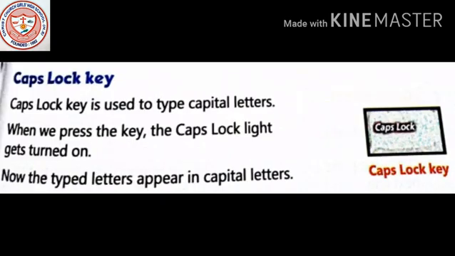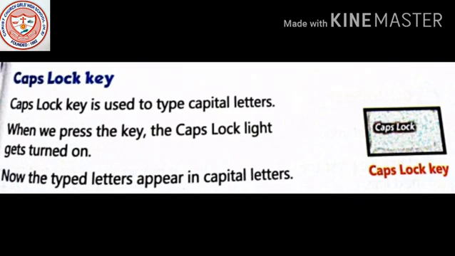Caps lock key. So you can see the caps lock key. Caps lock key is used to type capital letters. When we press the key, the caps lock light gets turned on. So you will notice something whenever you switch on caps lock key, means you just press it once, you can see one button will glow up. That means the caps lock key is ready to perform its function.